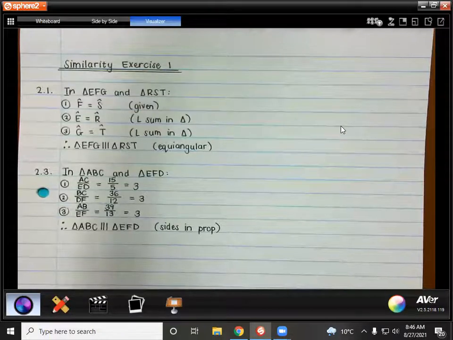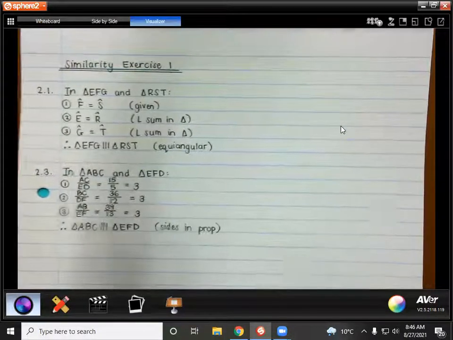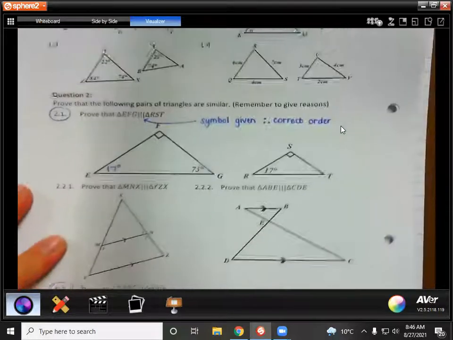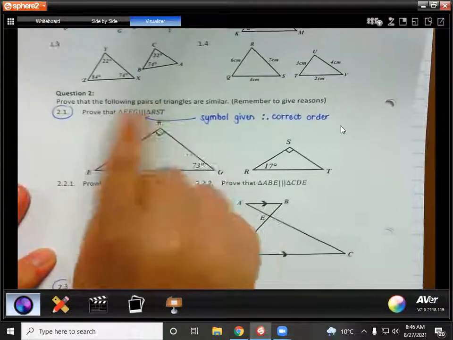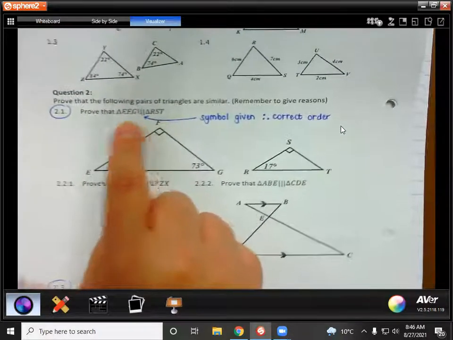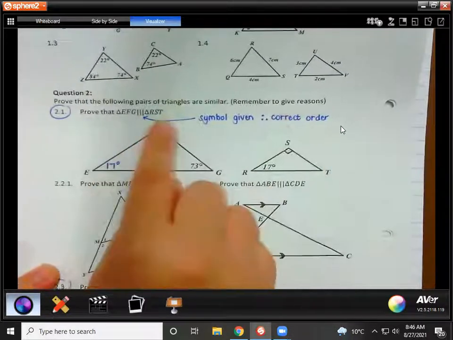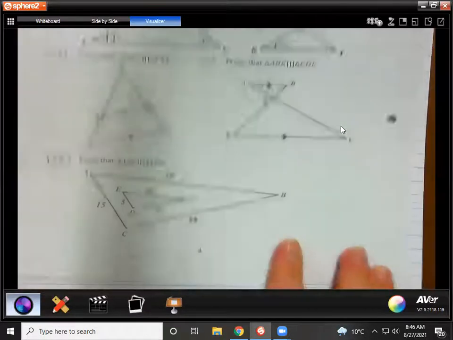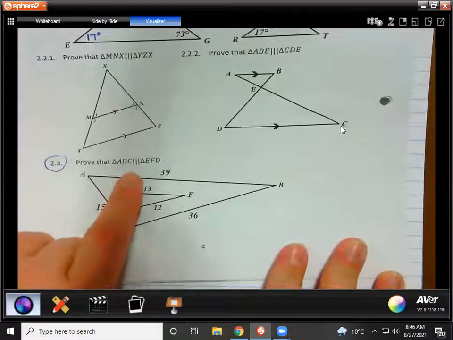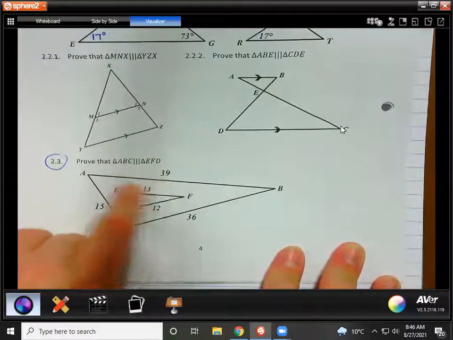Microphone is working. All right, so 2.1 and 2.3, these are the ones you have to do for homework, so you can take a look there. In 2.1, remember what I wrote on the actual question, I'll take this off now again, is if in the question they've given you the symbol, they've written it as the statement, then that is the correct order of the letters. You don't still have to try and find the correct order. The same thing happened in 2.3 as well. They've used the symbol, so that is actually the correct order.